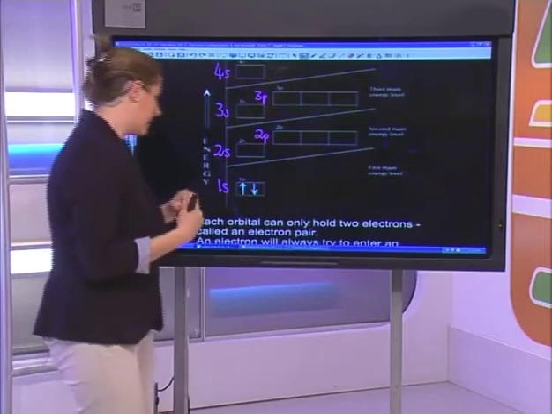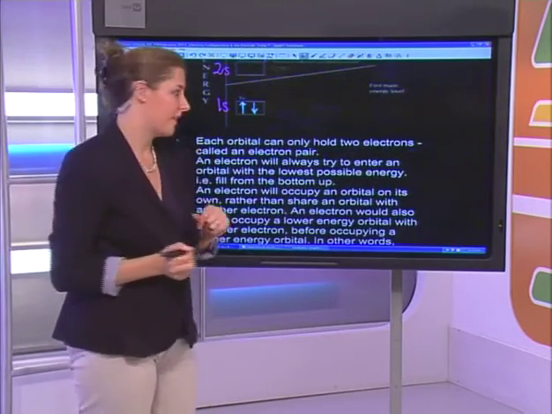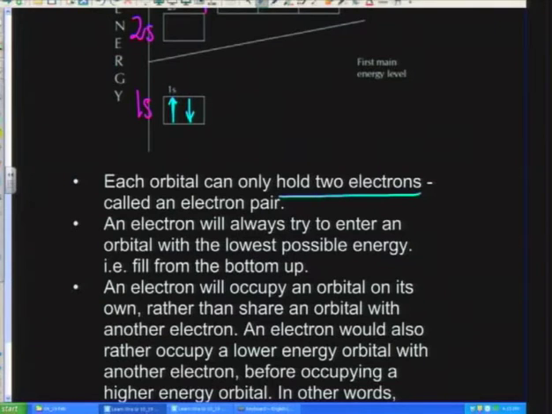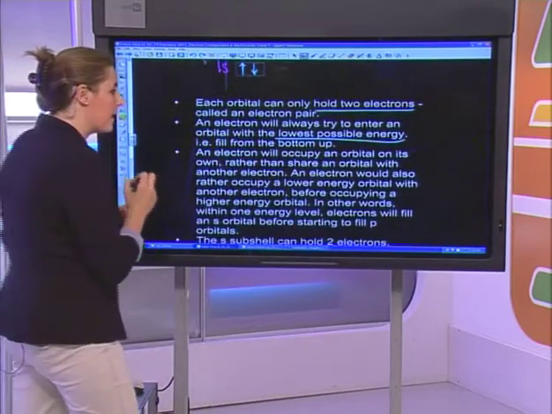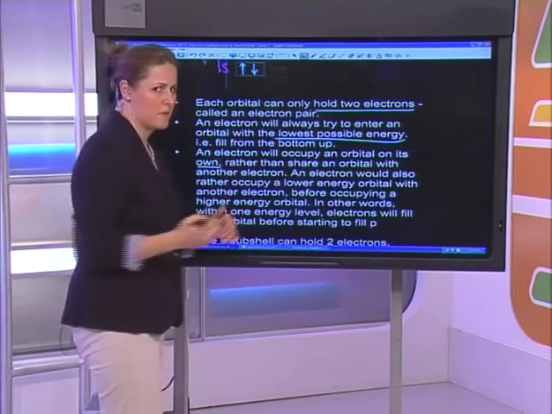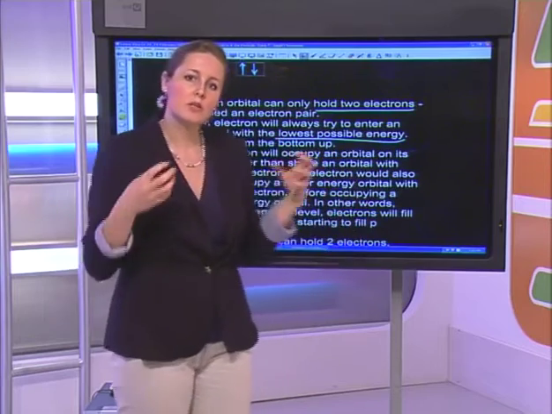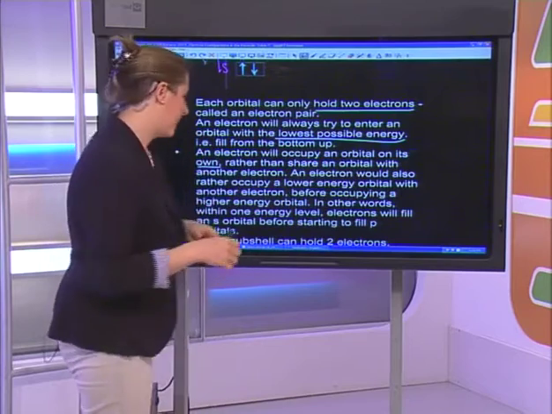Now, there are a couple of rules that we need to follow as we work through Aufbau diagrams. Each orbital or little block can only hold 2 electrons, called an electron pair. An electron will always try to enter the one with the lowest possible energy level. So you're going to start from the bottom and work your way up. An electron will occupy an orbital on its own, because remember, these are electrons, and if they have the same charge, they repel each other. So they will start with their own space, and then, if necessary, they will pair up.